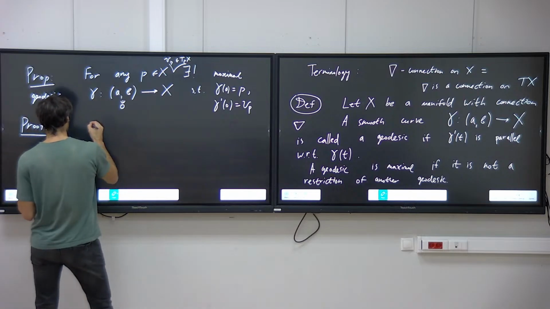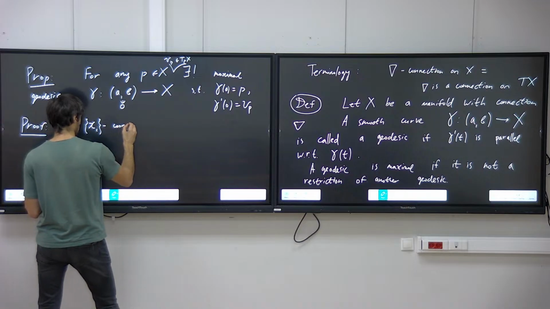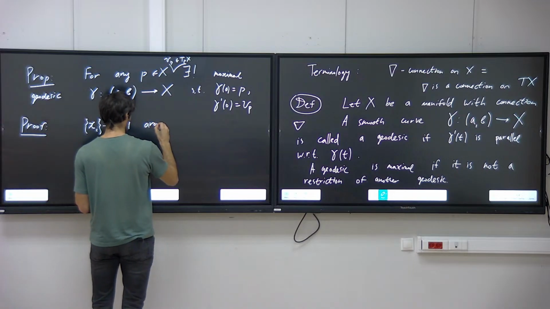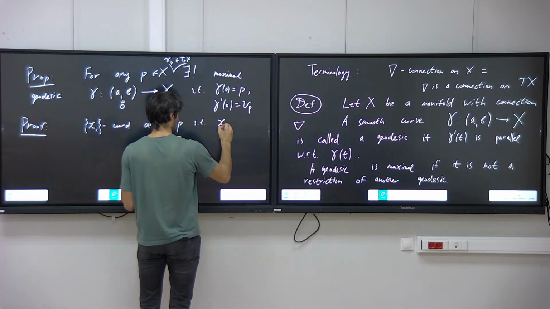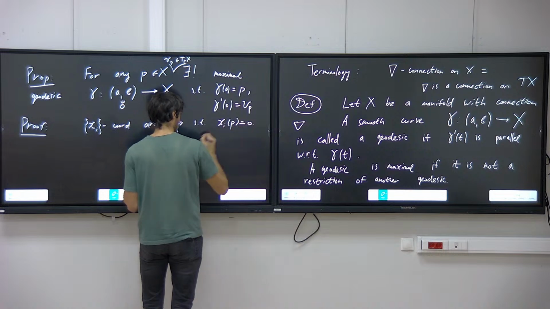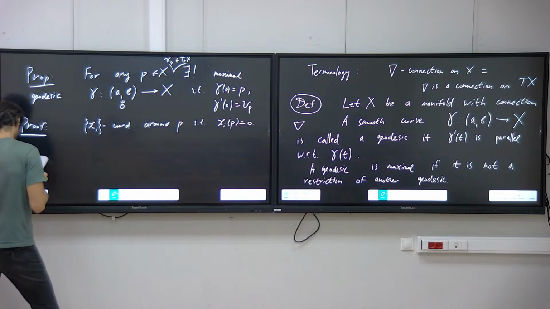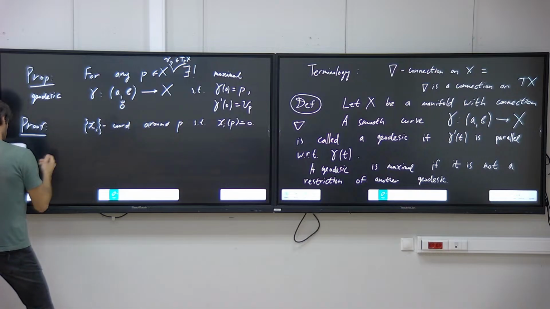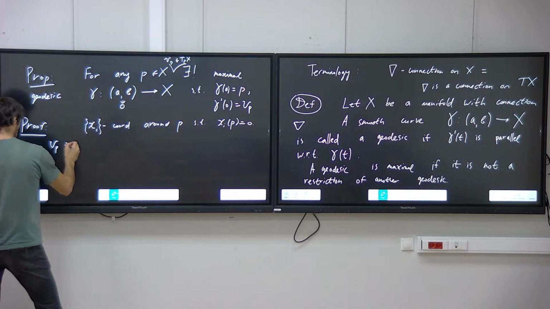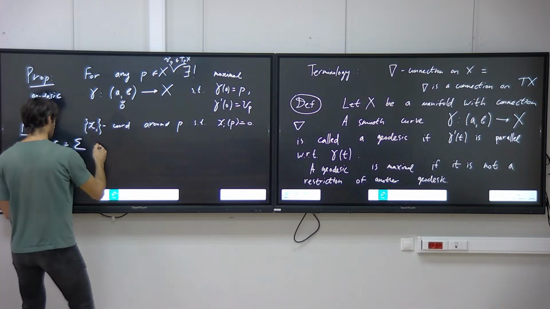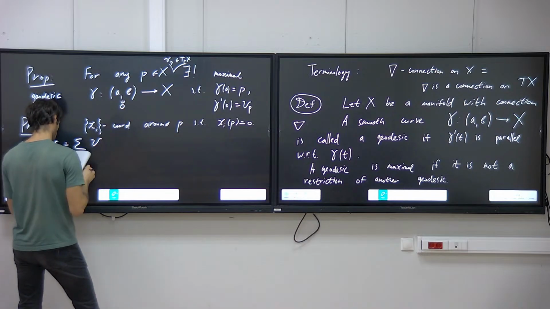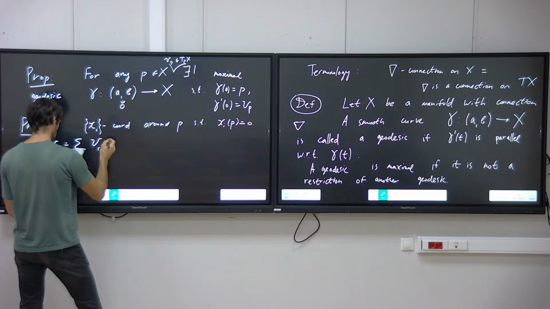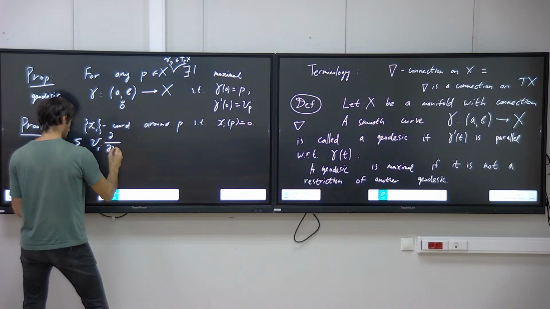Well, let me fix coordinates around P such that x^i at P is just 0. All right, and then V_p I can expand in the corresponding basis for T_pM, and the coefficients, let me just denote them as V^i, d over dx^i.